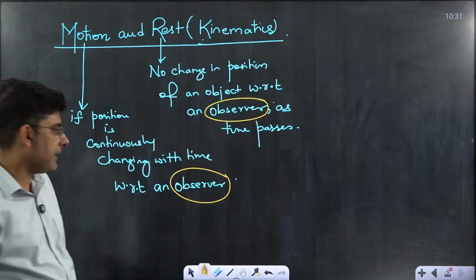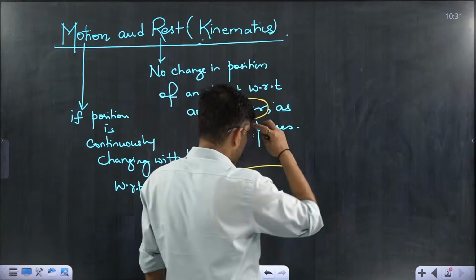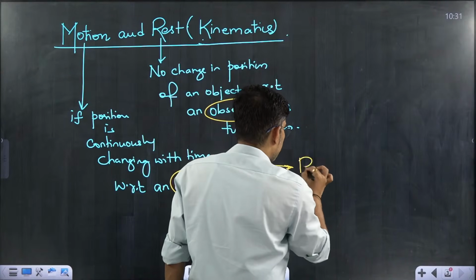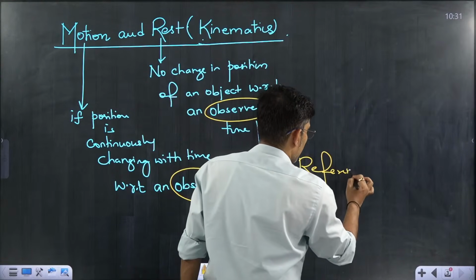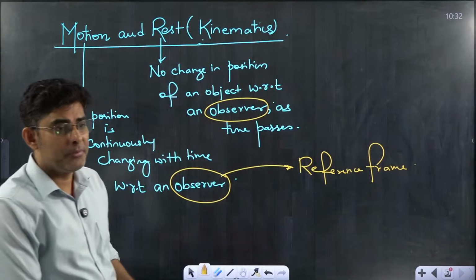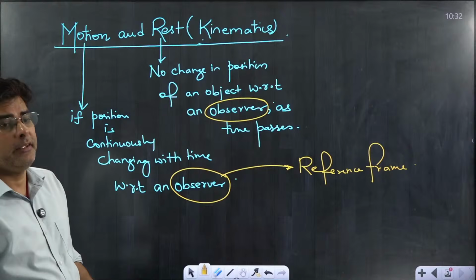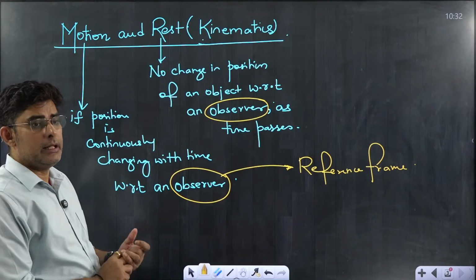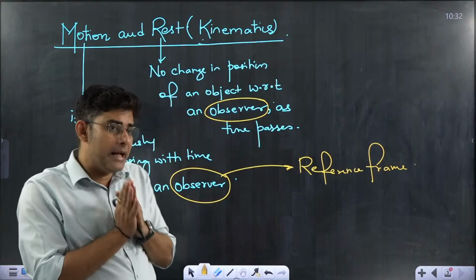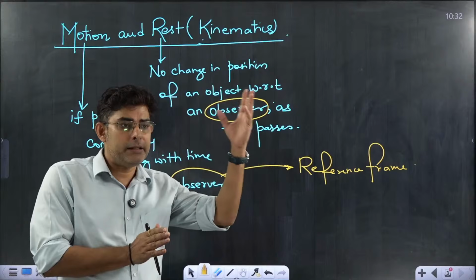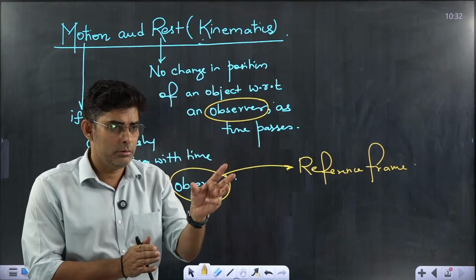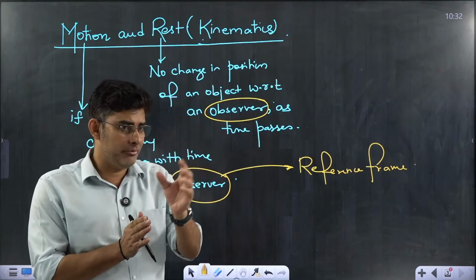In the language of physics, this observer, yes, very correctly written by one or two students, is called a reference frame. Whenever an observer is looking at any object, that observer is called a reference frame. For example, if I am standing on the ground and looking at any object, I will say the object is viewed with respect to the ground, and that ground here is the reference frame.